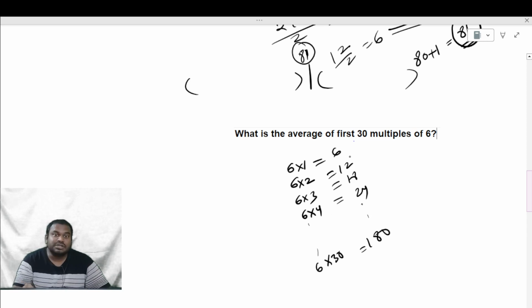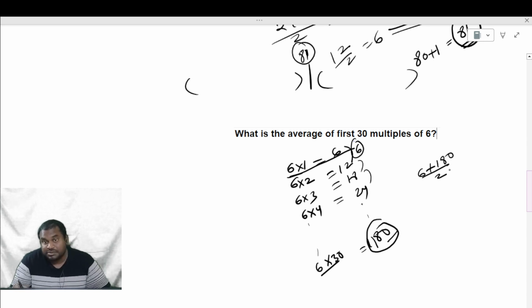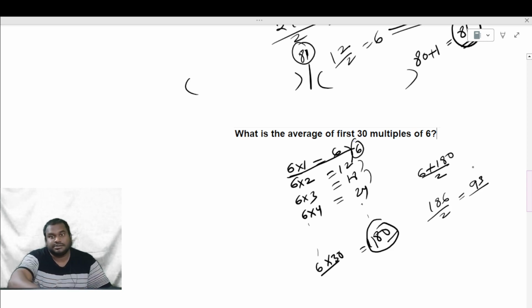You don't have to do all these things, okay? It's a waste of time. Just take the first number, 6 into 1, and the last, 6 into 30. So 180 is the last number, because they will obviously be in AP and the common difference is 6, because we are just adding 6 to each number. So the first number is 6 and the last number is 180. So 6 plus 180 divided by 2 is the answer. 186 divided by 2 is nothing but 93. 93 is the answer.